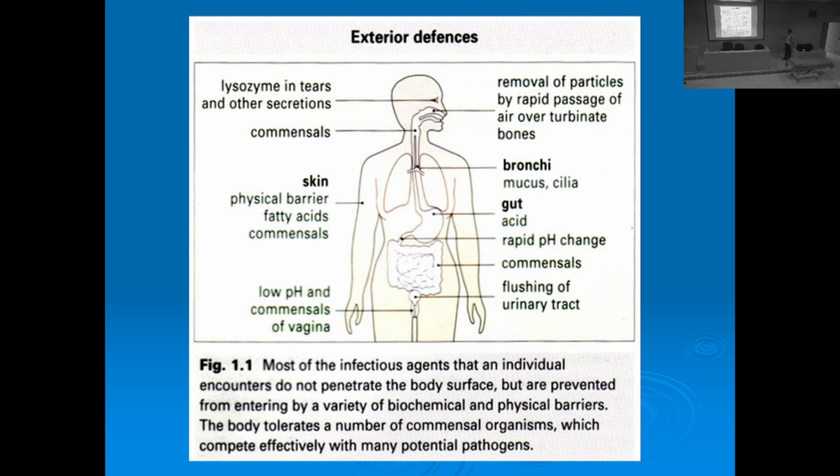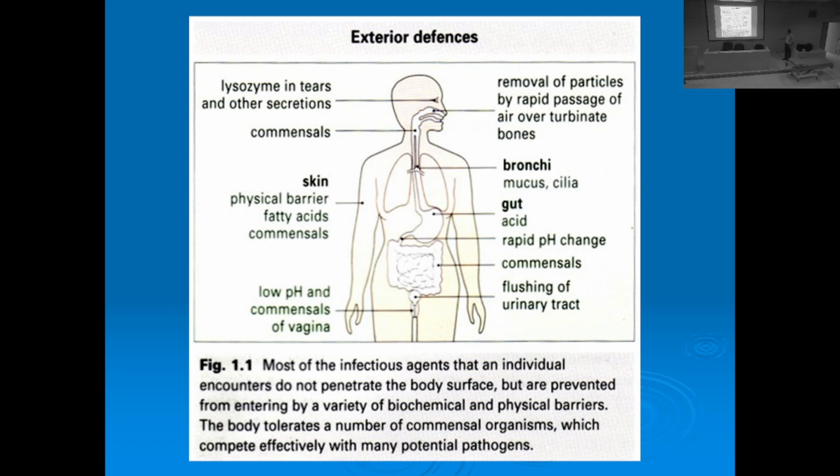We have in the bronchi the mucus and the cilia, which help eliminate the pathogen to get it outside. The same thing in the gut. We have the acid in the stomach itself, but we also have, as I discussed yesterday, the commensals, all that microbiota that is there in our mucosa and creates an equilibrium with the pathogens. Okay, remember we discussed that aspect yesterday.